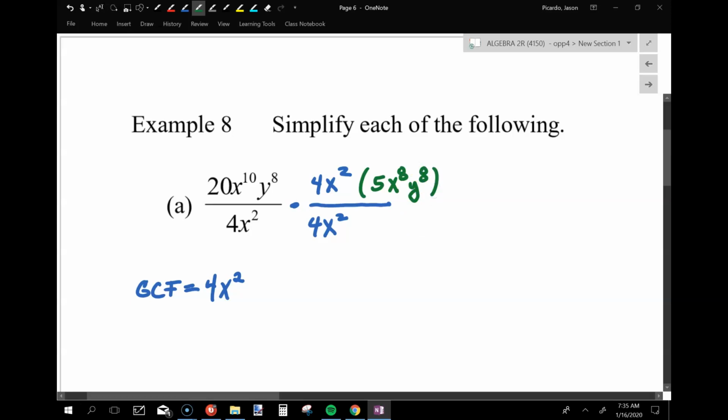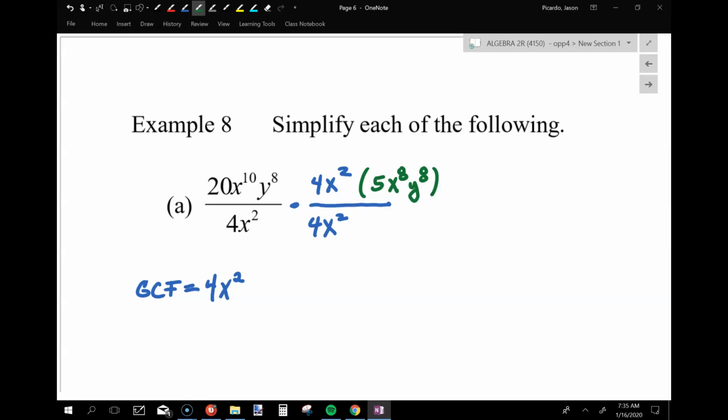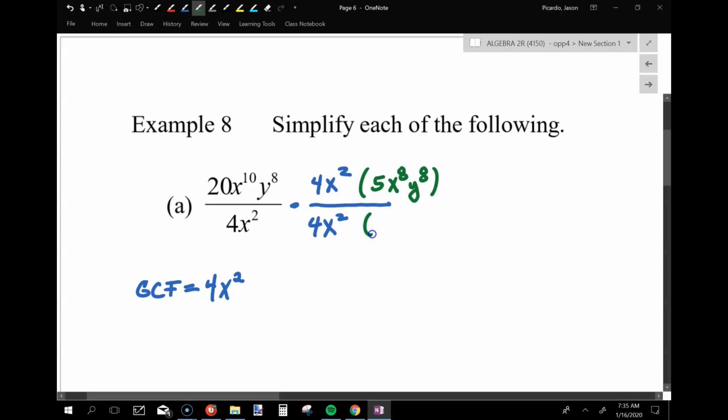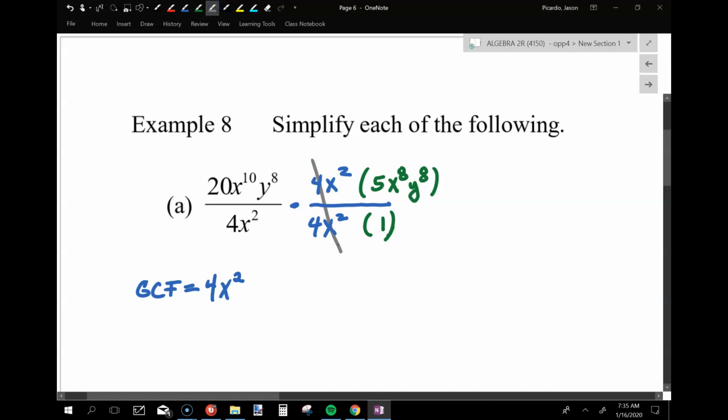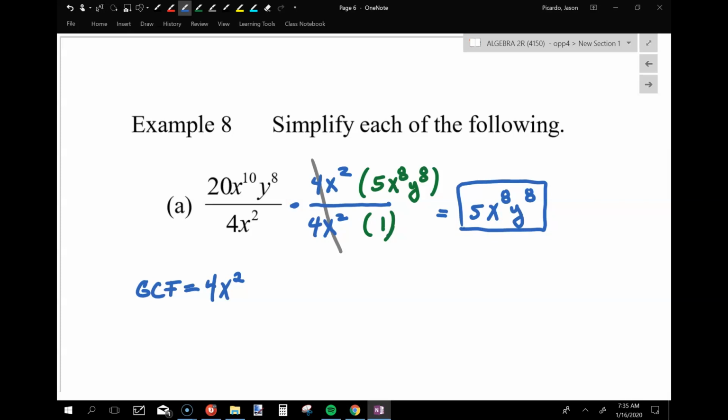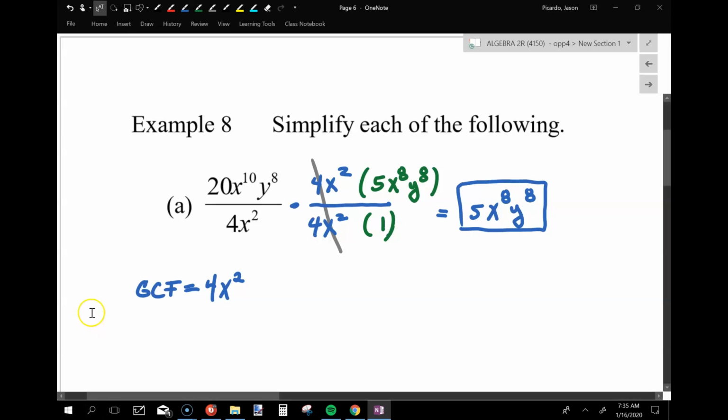Okay, so I have the top. What about the bottom? What do I have to multiply 4x squared by to get 4x squared? 1. So there you have it, guys. And now what's my last step? It seems kind of weird, but what's my last step? To reduce the 4x squareds. So what's left? 5x to the 8 and y to the 8. That's really what you're doing, right?